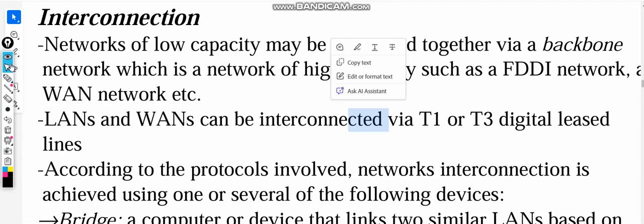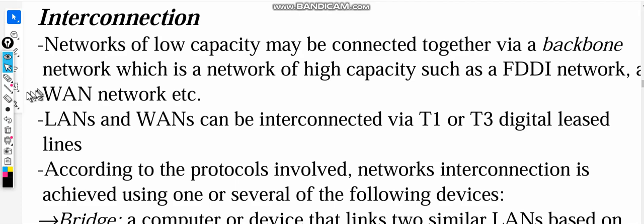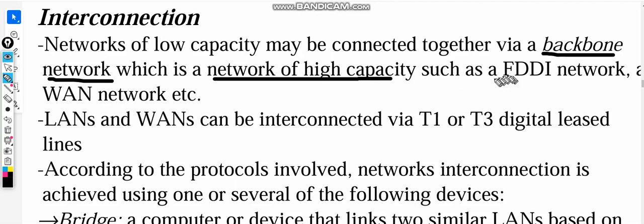So networks of low capacity may be connected together via a backbone network, which is a network of high capacity, such as an FDDI network and a WAN network, etc.